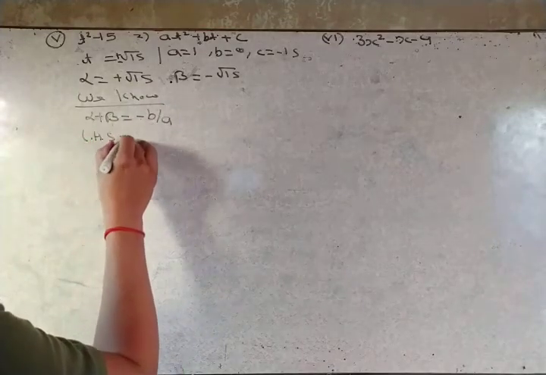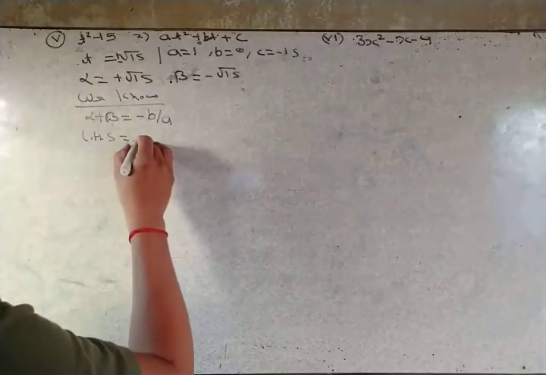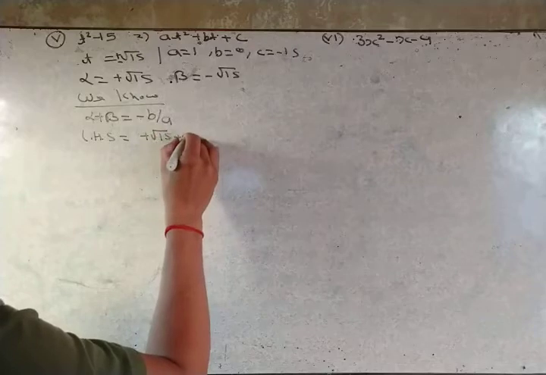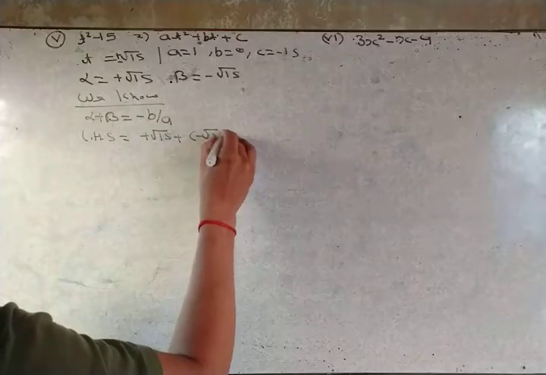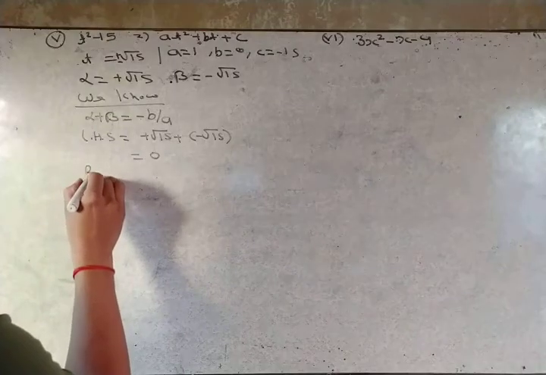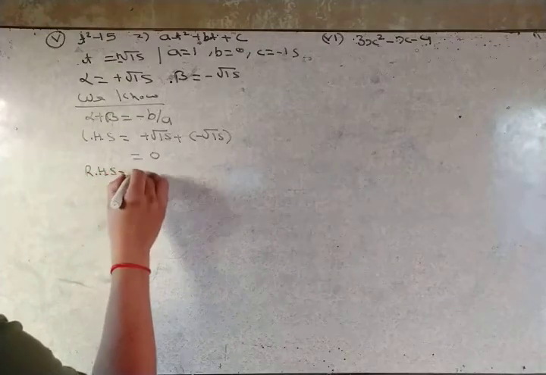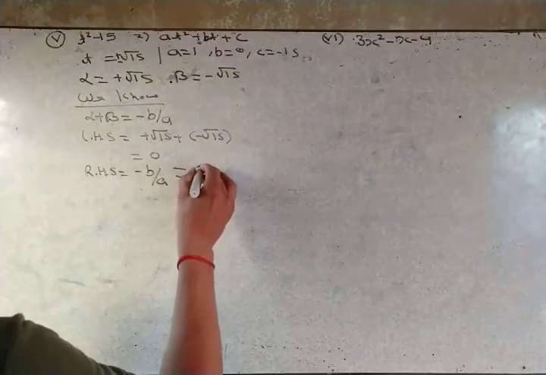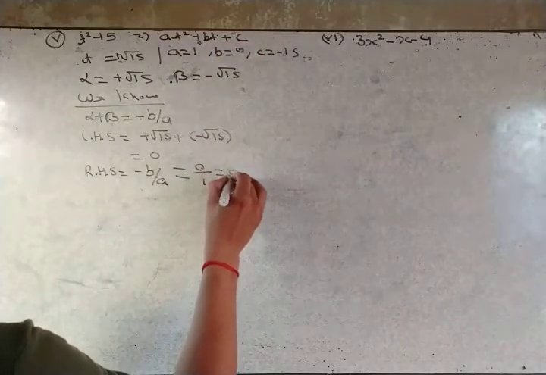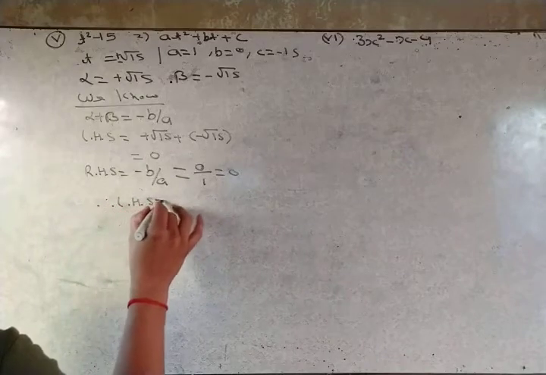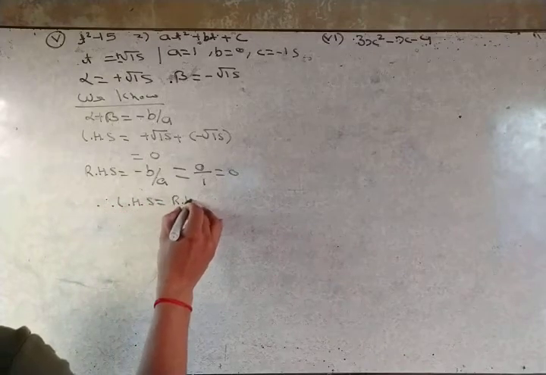LHS वेरिफिकेशन करेंगे हम लोग. Alpha is plus root 15 and beta is minus root 15, that is 0, while RHS is minus b by a. 0 by 1 is again 0. Therefore, LHS is equal to RHS.